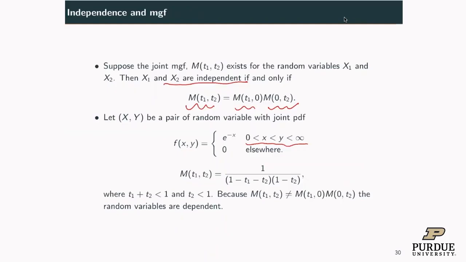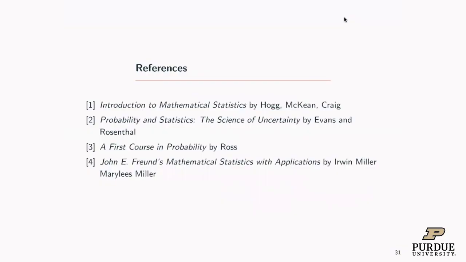I can calculate the MGF for this x and y. This is the expected value of e to the t1 x plus t2 y. Then you do a double integration and you can get the MGF. For this MGF, if you let t1 be 0, you will get the MGF for y. If you let t2 be 0, you will get the MGF for x. Unfortunately, the joint MGF is not the product of these, so they are dependent. There are some references.